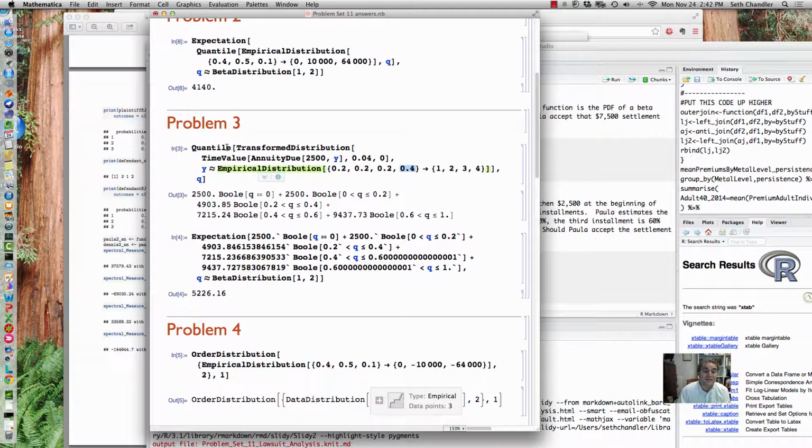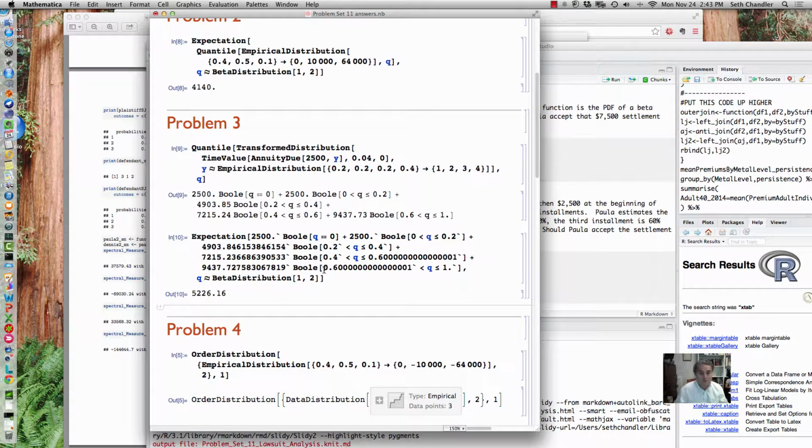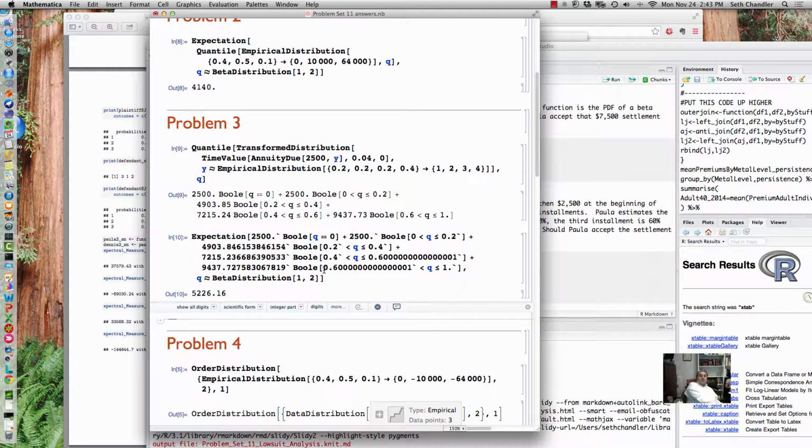All right, so we can calculate the quantile function of this now transformed distribution, and we get this funky thing. And we can then take the expectation of that, weighting it again according to our beta distribution, 1, 2. And when we do that, we get 52.26. And so that's how much the settlement is worth. It's actually not as good a settlement offer as the $7,500, both because there's a time discounting element, but more significantly because it's not clear the defendant is actually going to pay all of the money. Okay?